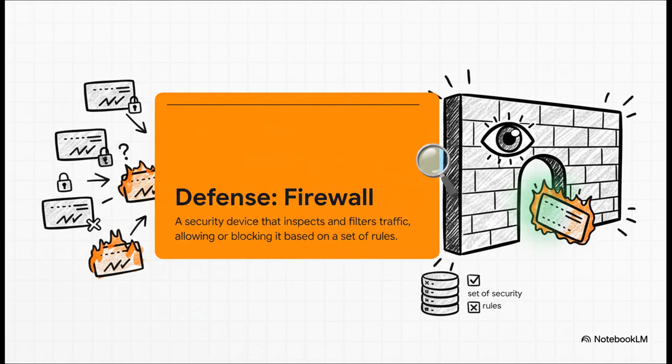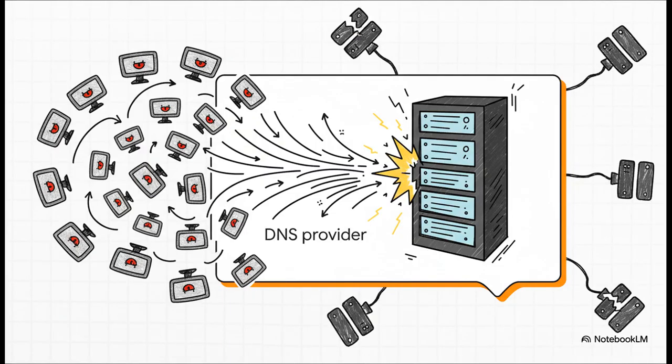And the bouncer at the door that stops this kind of nonsense? That's the firewall. A firewall is a digital security guard. It inspects the credentials of every single packet trying to get in or out, checking it against a set of security rules. If a packet looks suspicious, like one with a forged address, the firewall just blocks it. Simple as that.